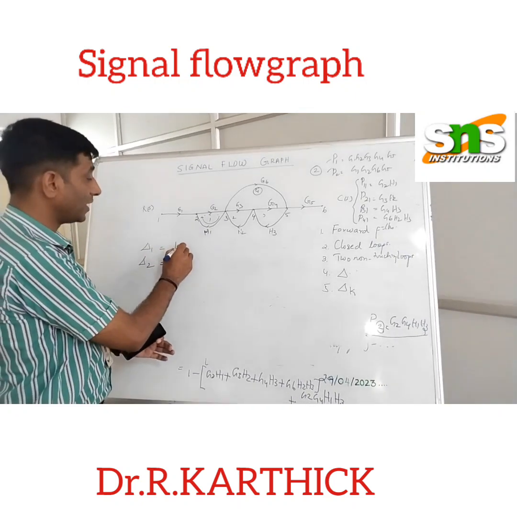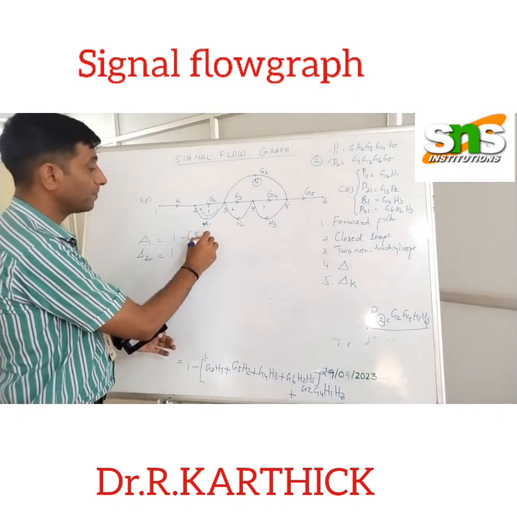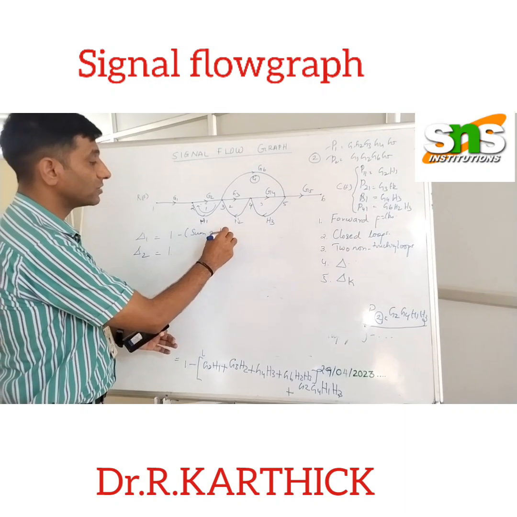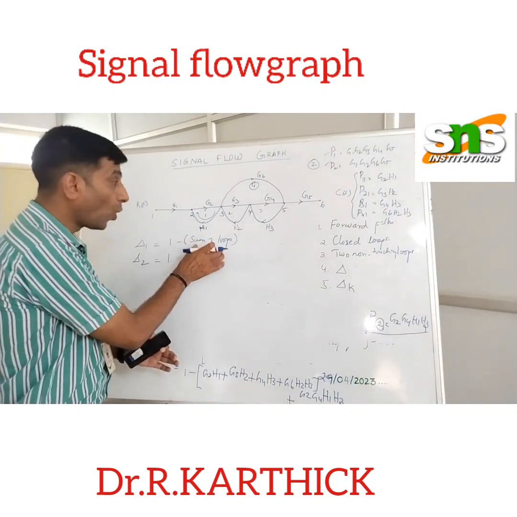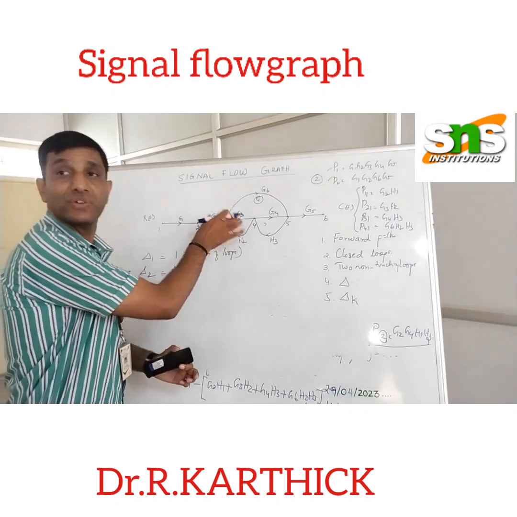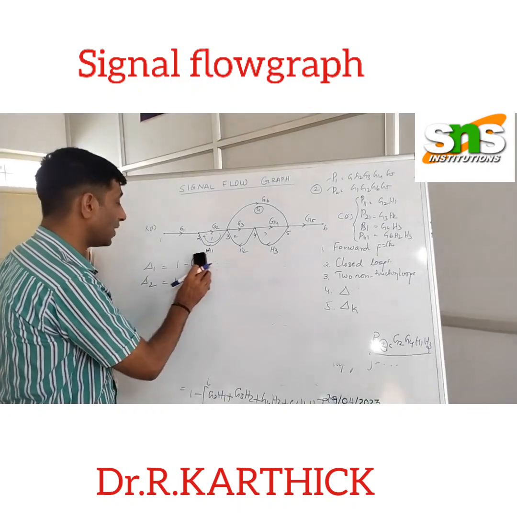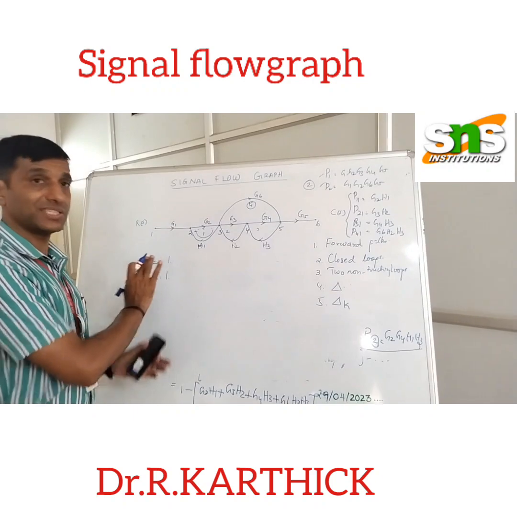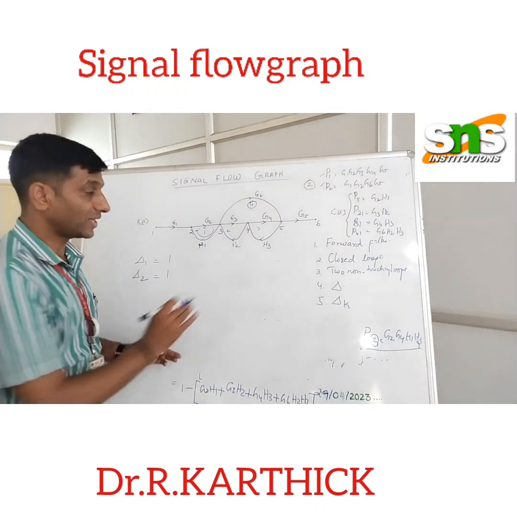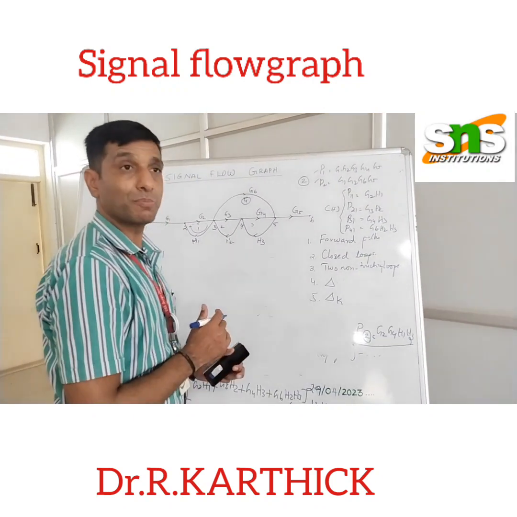Which means I get 1 minus the sum of individual loops. In this case there are no loops which are not a part of the first forward path. Therefore this is going to be 0. So 1 minus 0 is 1. That's why I'm just writing it as 1. So that is my step number 5.